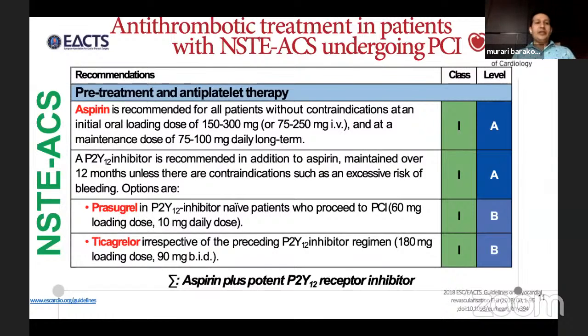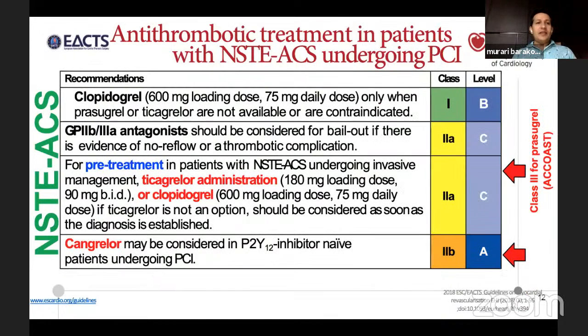Then we must also give a P2Y12 receptor antagonist or inhibitor. And here the preferred drug is the more potent, either prasugrel or ticagrelor if it is available and not contraindicated. The basic contraindication is a history of TIA or stroke in the past. We have to load both of them and give for a period of time, which I'll come to. If it is not available, then the second best choice is clopidogrel.